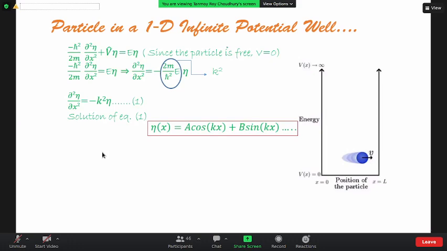Yes, you have done this in your chemistry. So I expect a better answer. What will be the boundary condition?